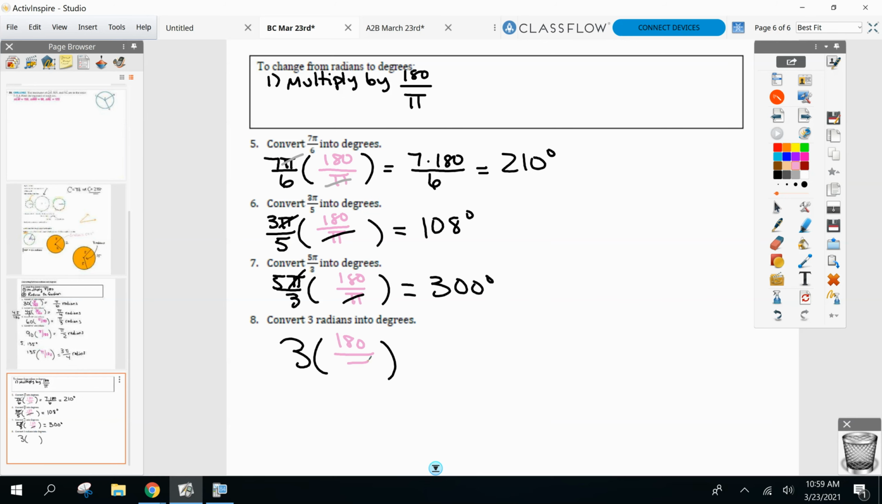Except now, what's not going to cancel? The pi's won't, there is no pi to cancel. There's just that 1. So I'm just going to do 3 times 180 over pi, and I should have had rounding directions on here. Let's go nearest 10th. And 3 radians is about 171.9 degrees.